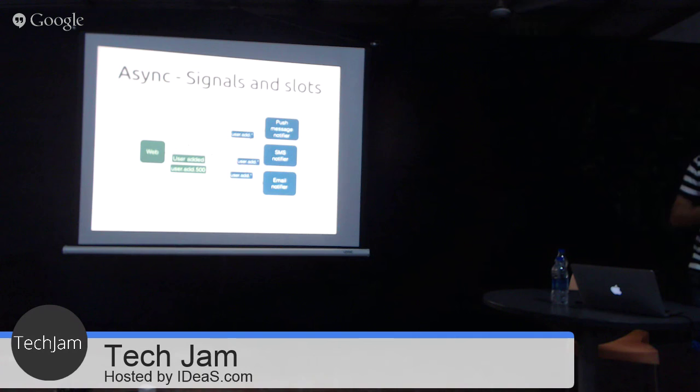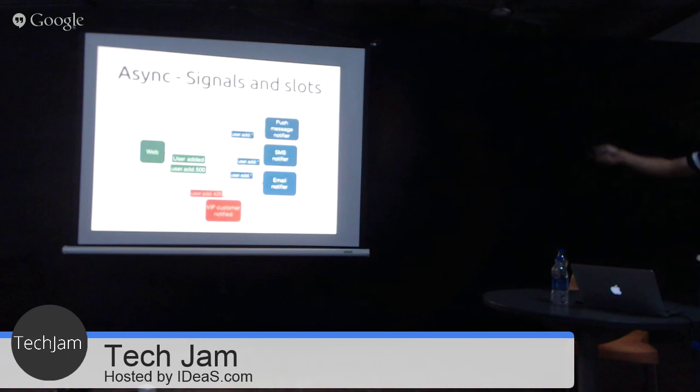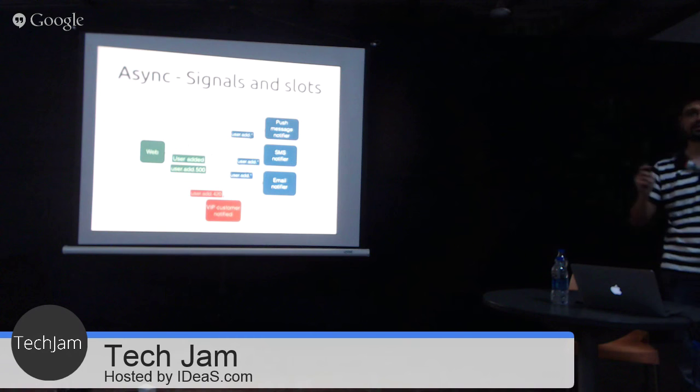Now for our special VIP customer, that listens only for user.add.<customer ID>, which means that if a message is sent for user.add.420, a new user is added for, say, customer ID 420, only then will this VIP customer notifier pick it up and do whatever it wants to. Of course, the others will also pick it up, because the others are static and everything else will also happen, but there is this special action that we want.